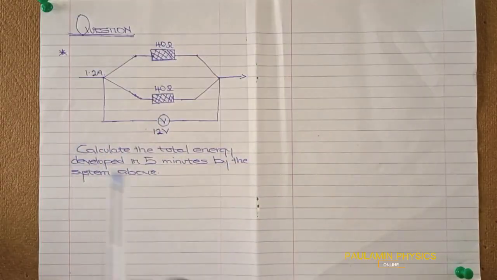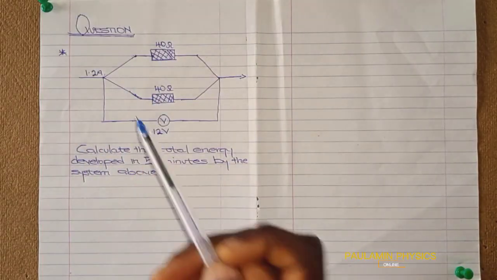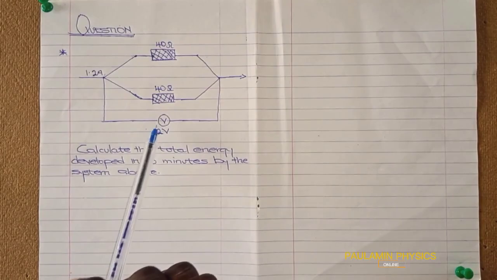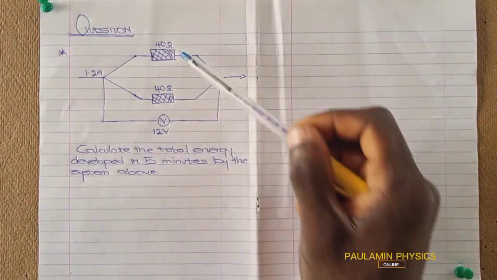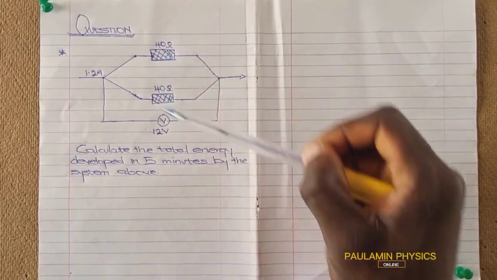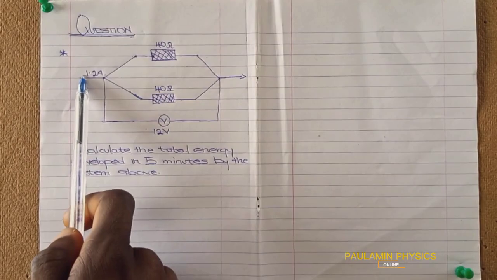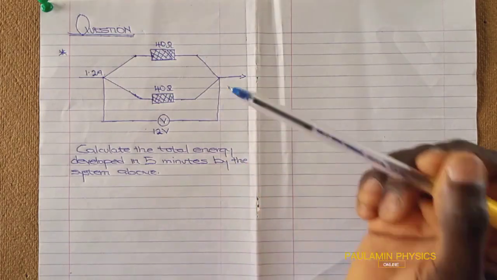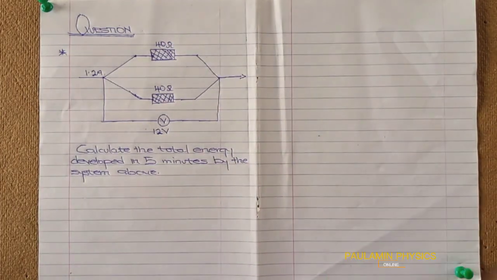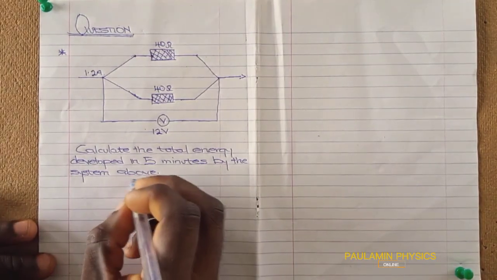So here is a system, here is a diagram, basically a simple circuit that has a power supply and two resistors that are connected in parallel, with a current of 1.2 amps flowing into both of them. All right, so we are going to be solving this particular question and also applying Ohm's law that we saw earlier. All right, so let's see the solution quickly.